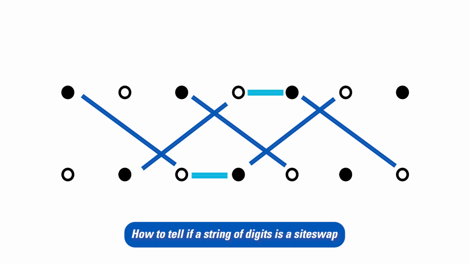So basically, you can determine if a siteswap is juggleable, or if a sequence of digits is juggleable, by representing those on a ladder diagram. And if you're able to do that without having 2 balls come to the same hand at the same time, then you can juggle it.